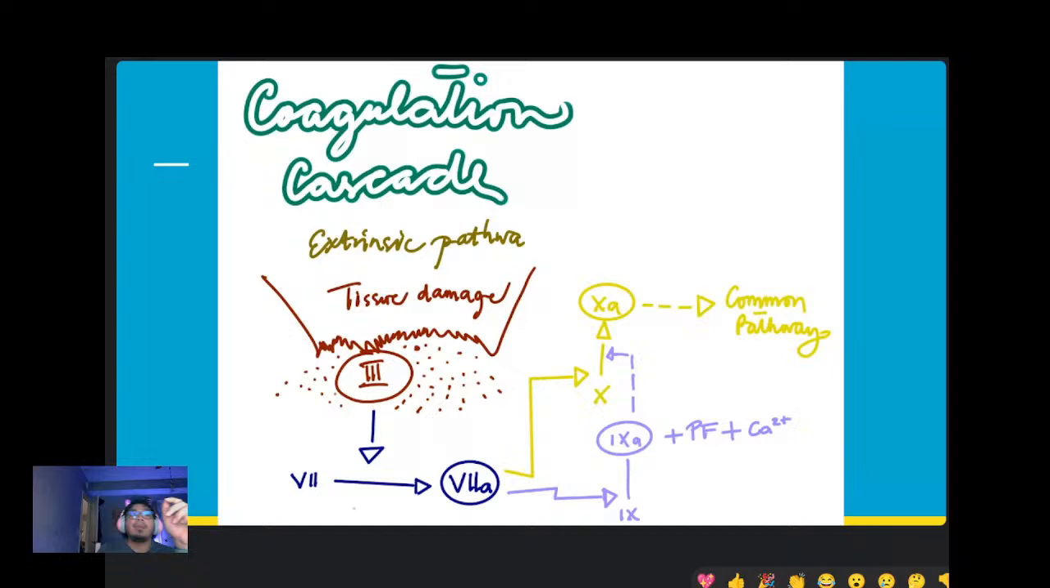Okay? But another important function of factor 7 when it's activated is the fact that it will result to the activation of factor 9. Kaya nga sabi ko nagtatalbugan lang sila. Okay? That factor 9 with the addition of platelet factors plus calcium which is factor 4 will also activate factor 10 to form activated factor 10, thus causing the events of the common pathway.